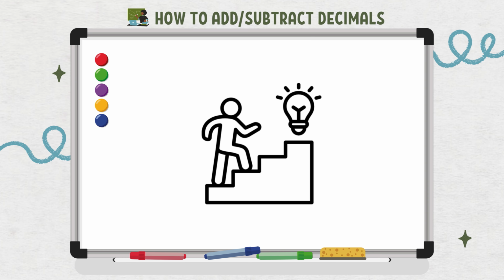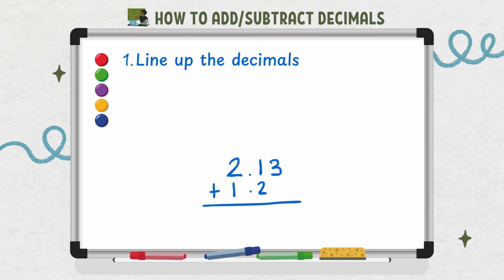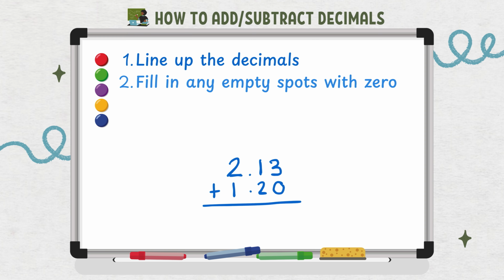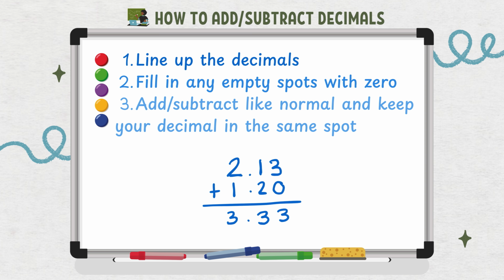This is how you add and subtract decimals. Step 1. Line up the decimals first, not the numbers, the decimals. Step 2. If there are any empty place values, fill them in with zeros. Step 3. Add and subtract like normal, and also keep the decimal in the same spot. Decimals may look scary at first, but honestly, we're just adding and subtracting like we already know how to do.